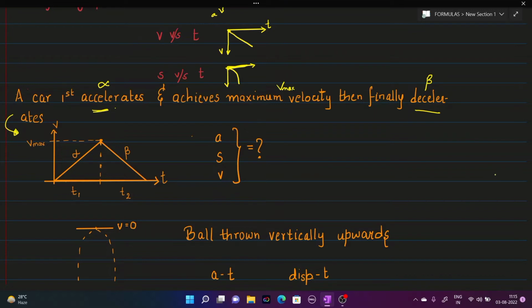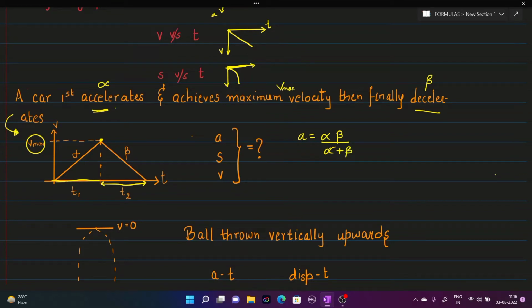First draw this VT curve and make an accelerating slope, decelerating beta. Okay, this point is said to be the maximum velocity, and this is the first interval of time t1 taken for acceleration. This is the second interval of time t2 taken for deceleration. So they are asking what is the value of acceleration. Just the formula is present. Acceleration would be equivalent to alpha beta upon alpha plus beta.